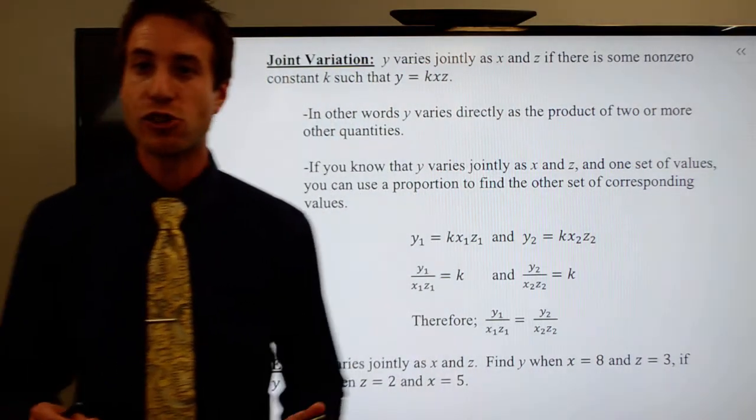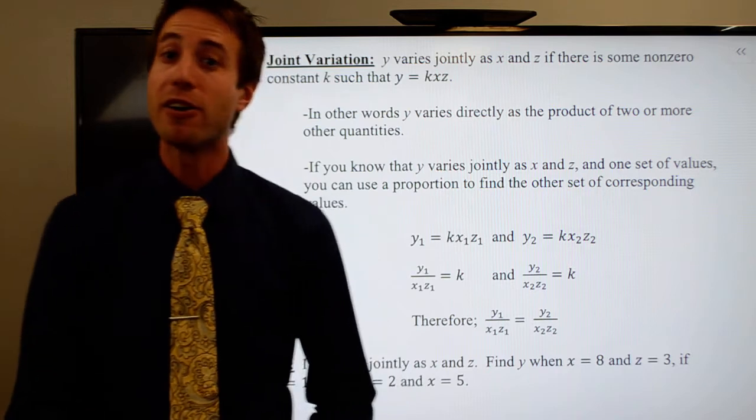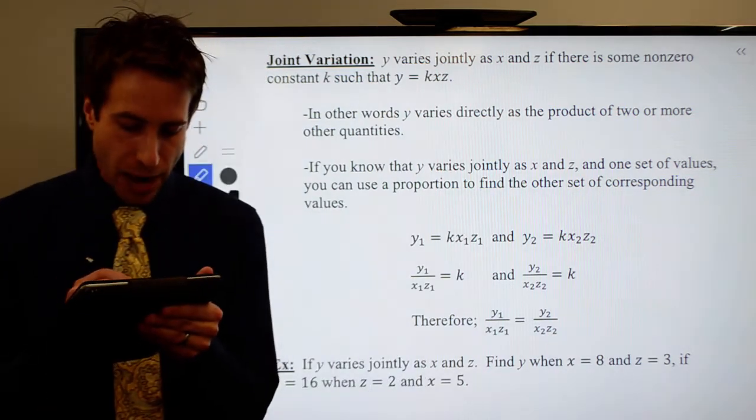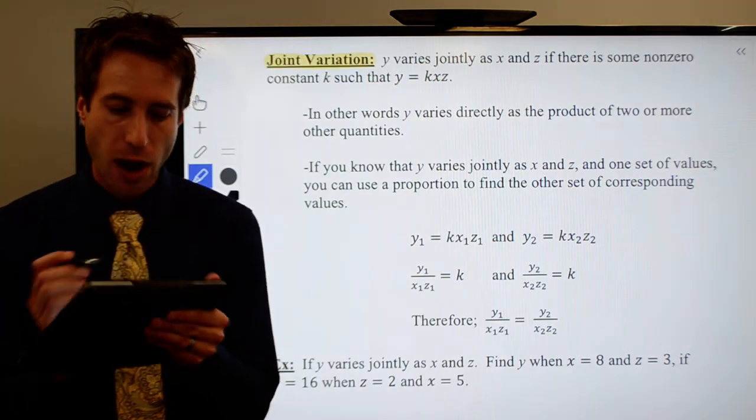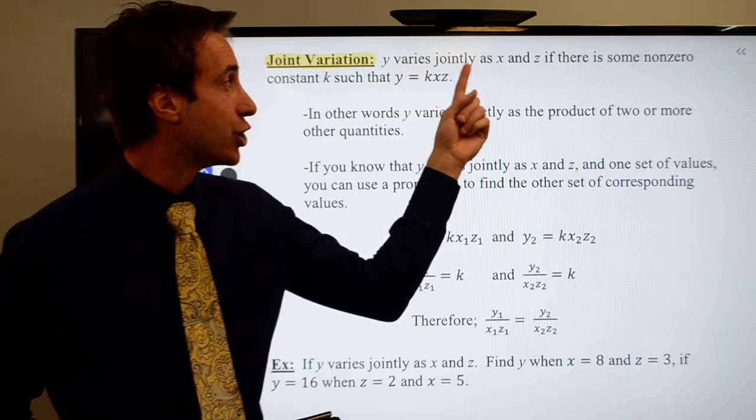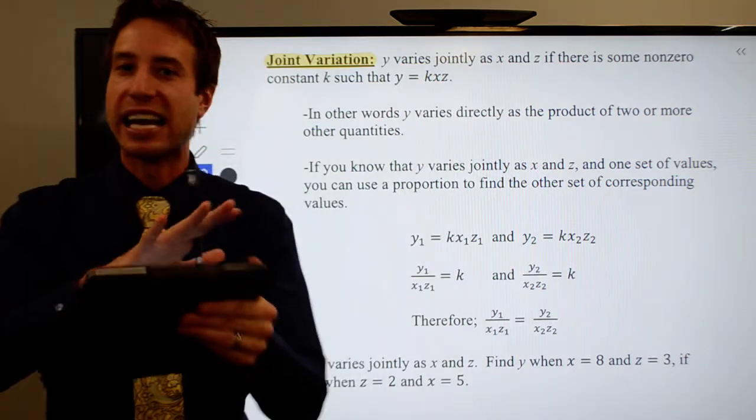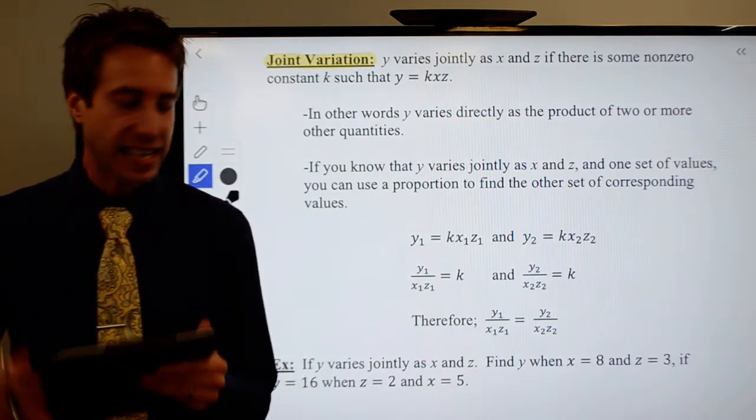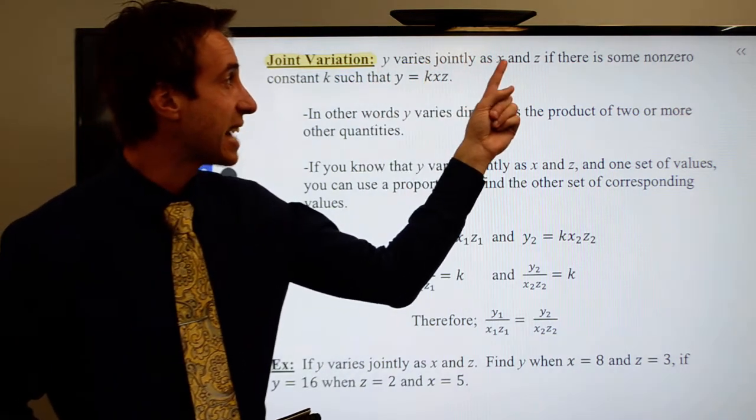Hi guys, welcome to this page of the notes, and this is our next type of variation function. It's going to be joint variation. I will tell you right in the problem that it is joint variation. I'll tell you y varies jointly as x and z. Again, I can change the variables to anything I want to. In this case, we'll do y, x, and z. So y varies jointly as x and z.